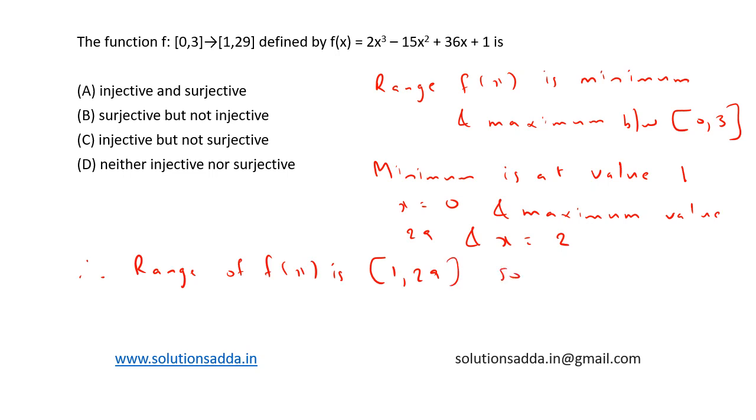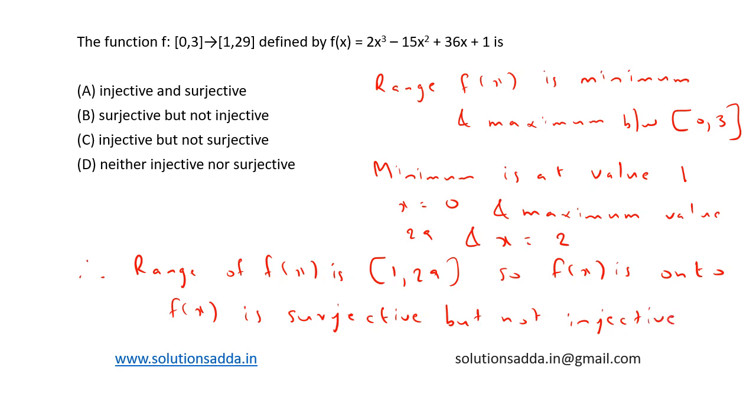So f of x is onto. So we can say that f of x is surjective but not injective. This is the important point. And based on the options, option B is the correct answer.